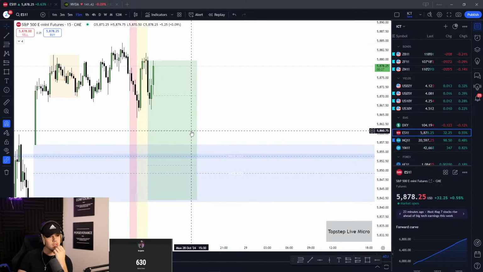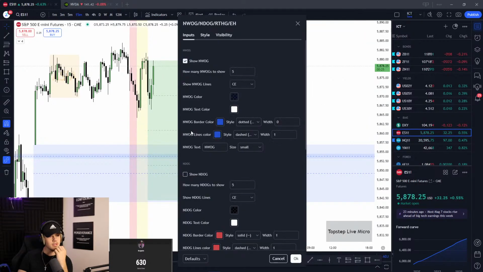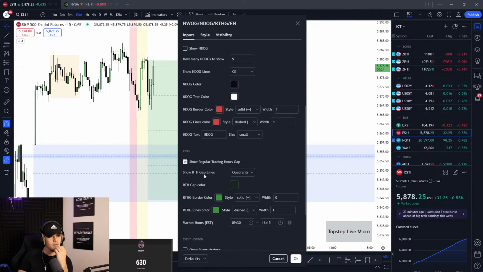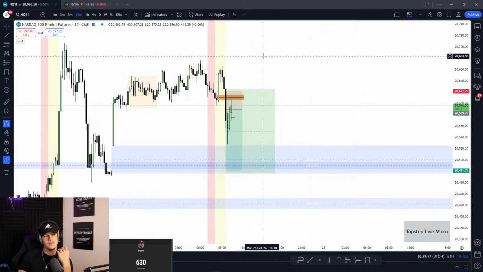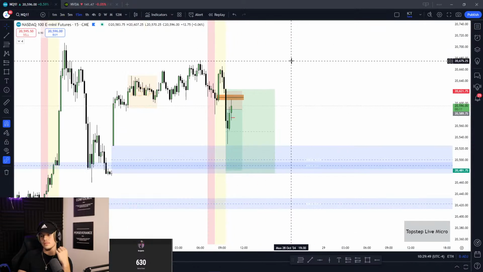Still the opening range. Why are there 3 levels of consequent encroachment with the... No. Yeah, that's why it was showing quadrants. We still haven't touched 50% of the opening range gap. And there's like a 70 something, 80% chance that we do that every session.